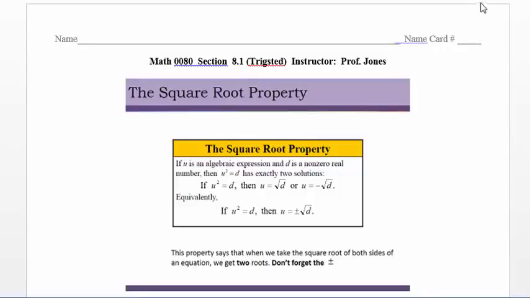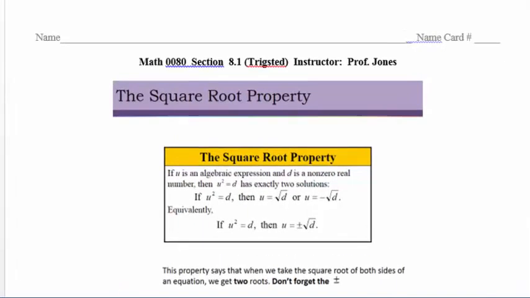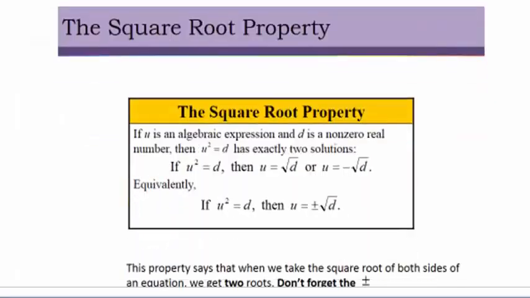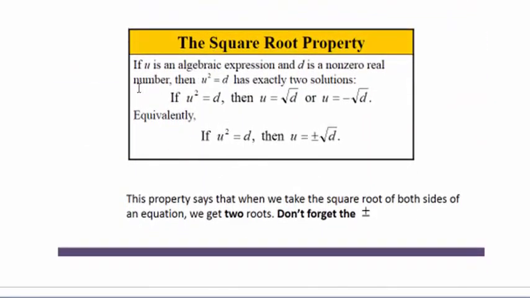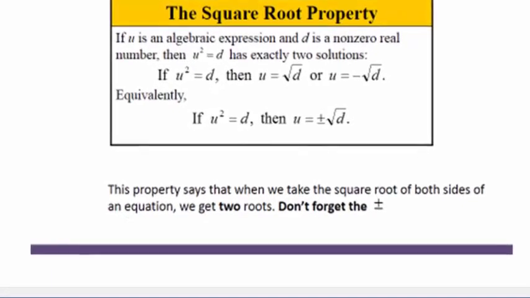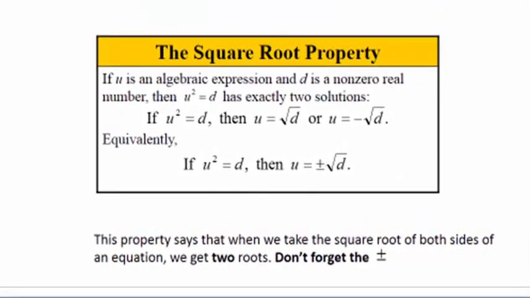Let's take a look at section 8.1. The square root property is what we're going to start with in this section. This property basically says that if I start with some algebraic expression, let's call it u, which could be just a variable or some expression, and if d is a non-zero real number, then u squared equals d has exactly two solutions.